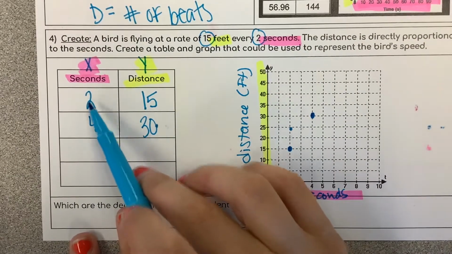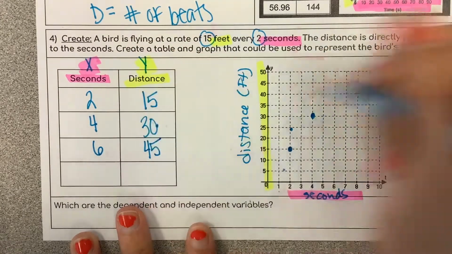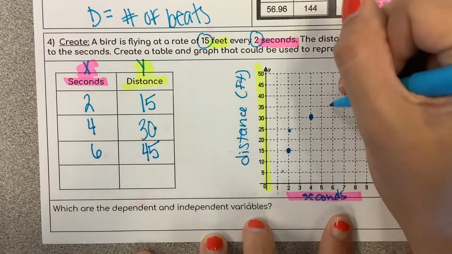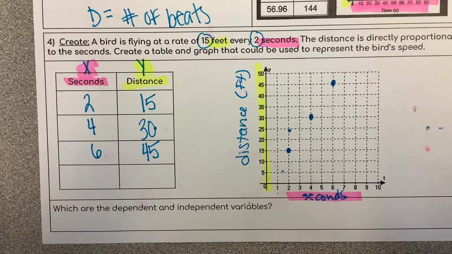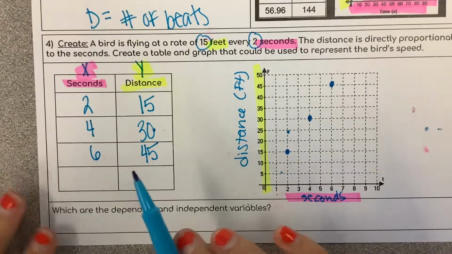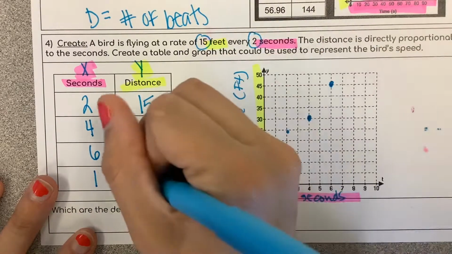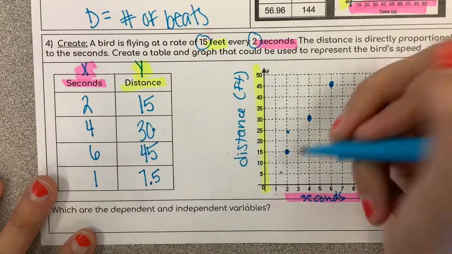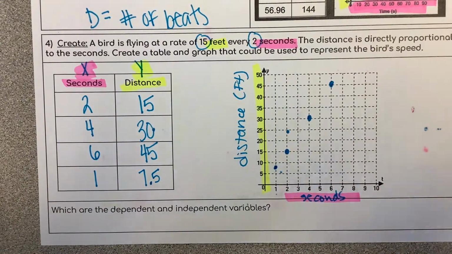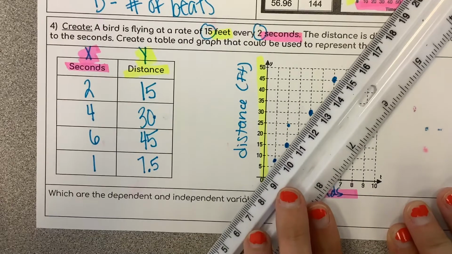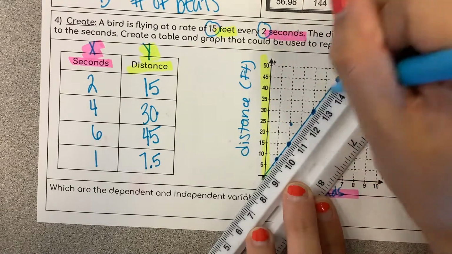Maybe I do 2 times 3. So 2 times 3 is 6, and I do 15 times 3 is 45. So another one would be at 6, 45. And maybe I do the reverse, okay? Maybe I want to find that unit rate, so I'm going to divide 2 by 2 to get 1, and I'm going to divide 15 by 2 to get 7.5. So we can graph that unit rate right there. And as long as I did all these points correctly, they should all connect in a straight line. If they don't connect in a straight line, that means we did something wrong.